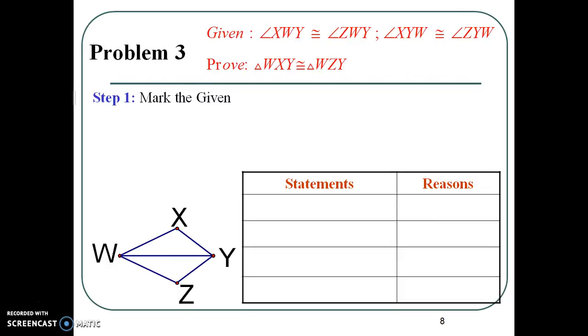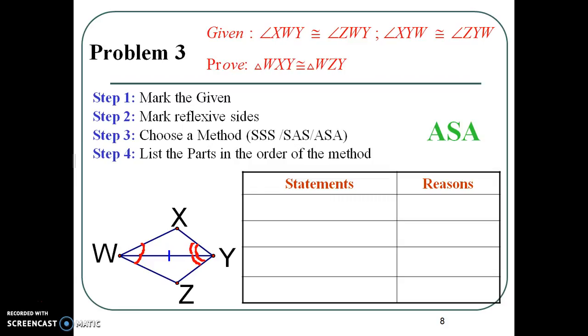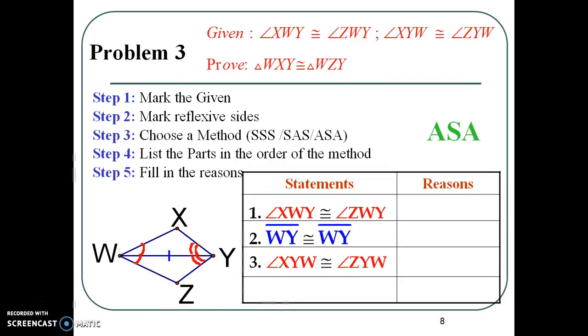Now let's try another one. Angle XWY is congruent to angle ZWY. Angle XYW is congruent to angle ZYW. Prove that triangle WXY is congruent to triangle WZY. First we take what is given, mark that, then mark the reflexive sides. We have shared sides, line WY. Then we're going to choose a method. Well, we have angle, side, angle, and angle, side, angle. So that would be ASA, angle, side, angle postulate. We will list the parts in order, and then we'll fill in the reasons.